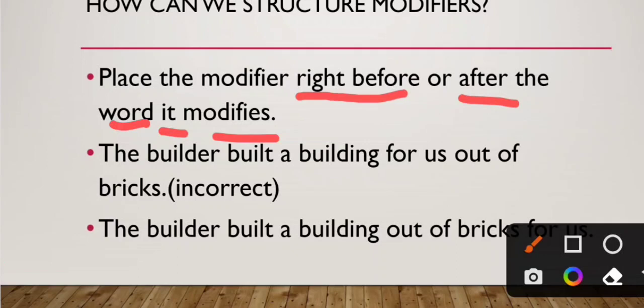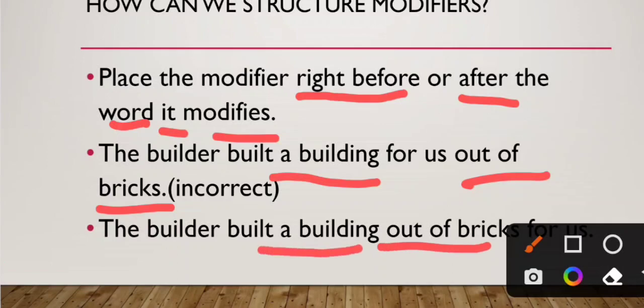See the example: the builder built a building for us out of bricks. Or, the builder built a building out of bricks. What is correct? Out of bricks is a phrase. It is modifying building, a building. So where should we put it to make the sentence correct? The builder built a building out of bricks. Out of bricks will be used with building, because it is modifying the noun building. So this is the correct sentence.